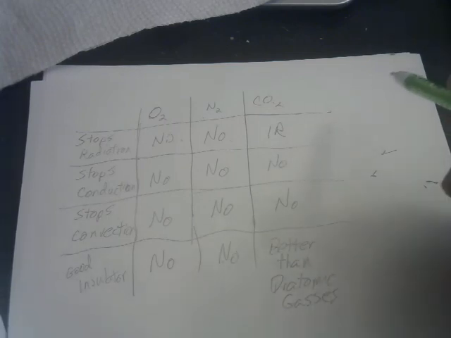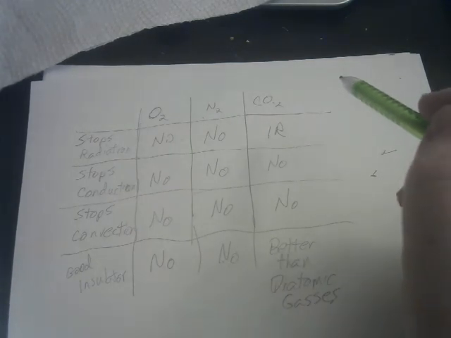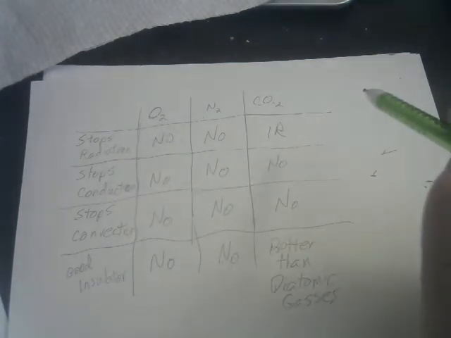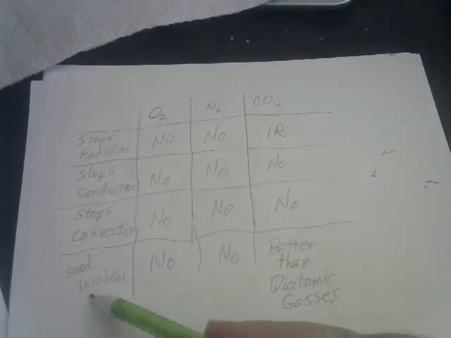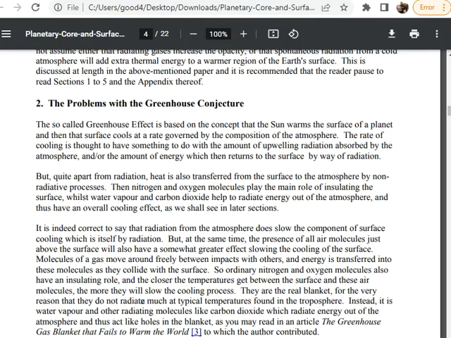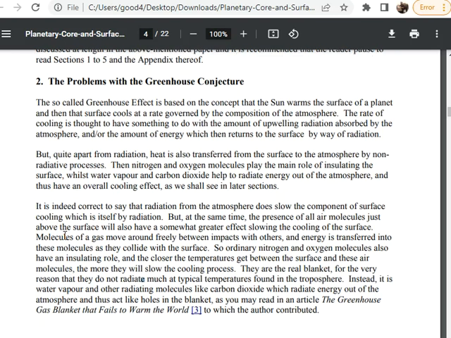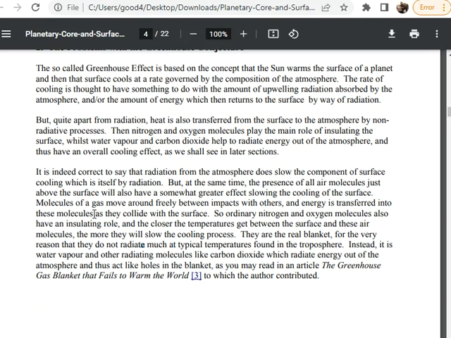He claimed that oxygen and nitrogen were good insulators, and I suggested that maybe oxygen and nitrogen weren't very good insulators because neither of them stop radiation, neither of them stop conduction, and neither of them stop convection. And so I said that actually they were worse insulators than, for instance, carbon dioxide, which is a better insulator than any diatomic gas.